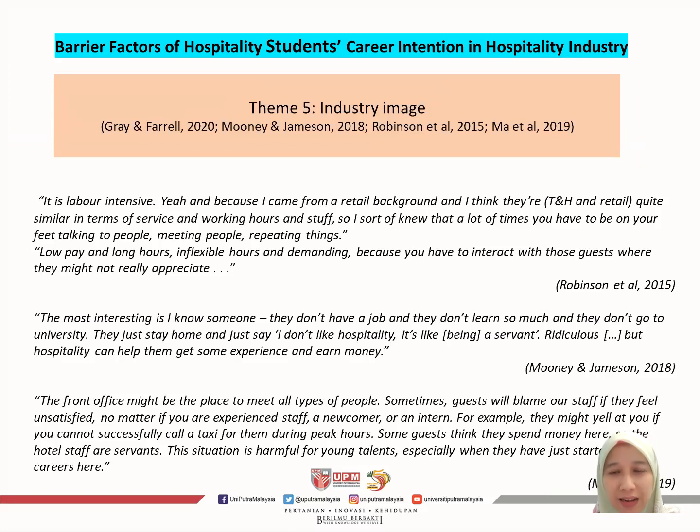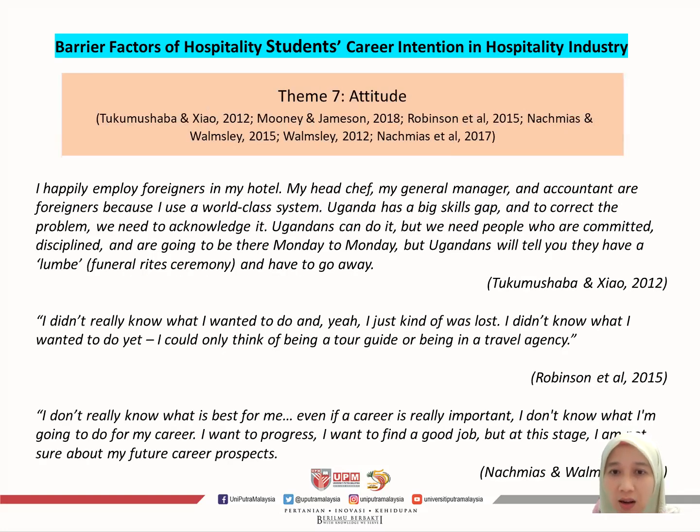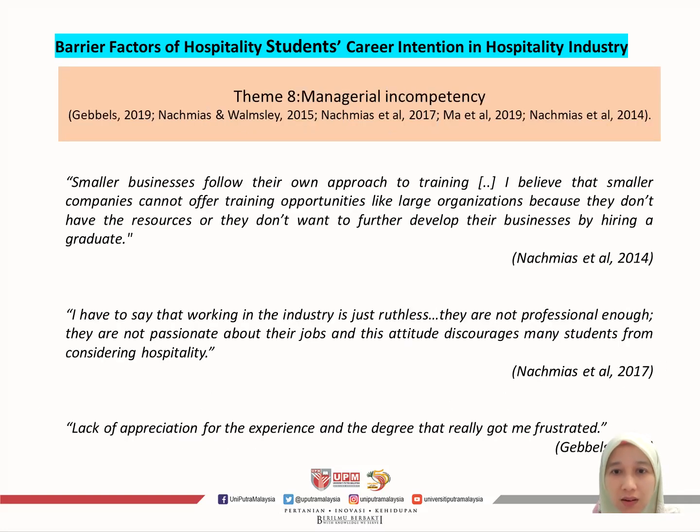As we know, most of the articles perceive that the hospitality industry does not have a good image among the hospitality students. The sixth barrier is the bad internship experience. And the seventh is because of the attitude. And the final theme that we extracted from the SLR is the managerial incompetencies. So those are the motivation and barrier factors that we extracted from the SLR.